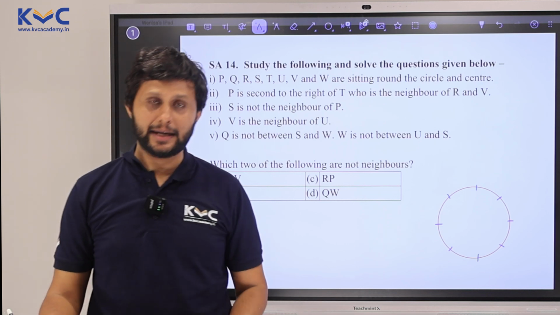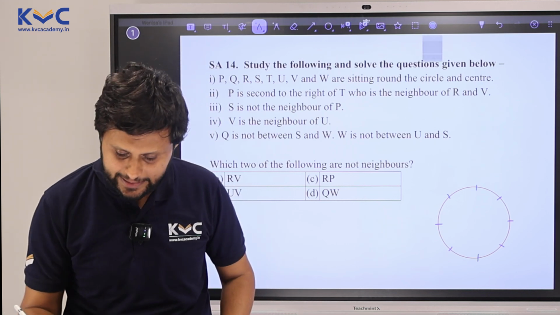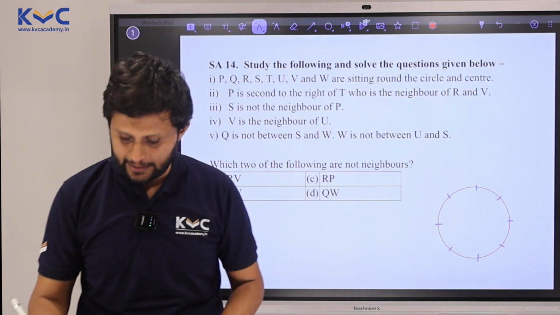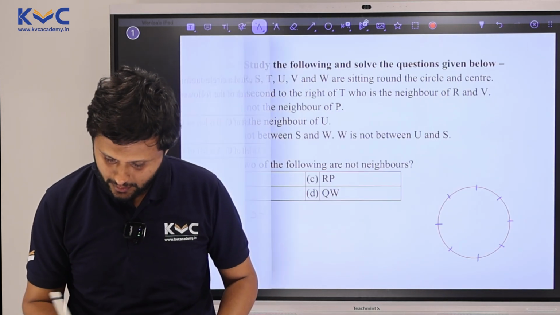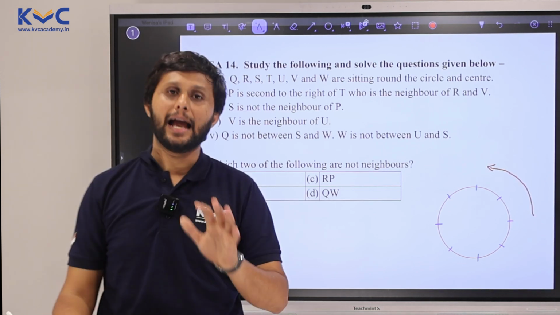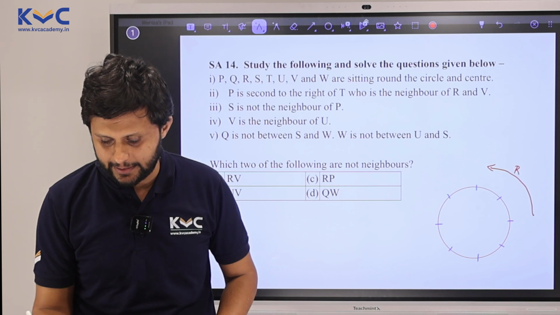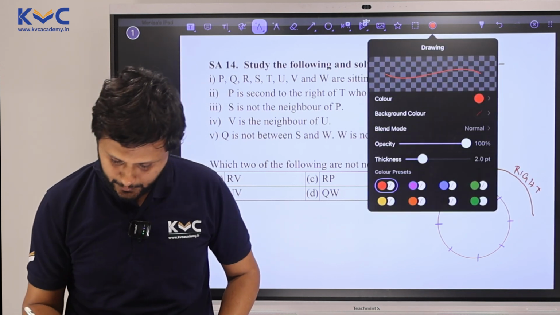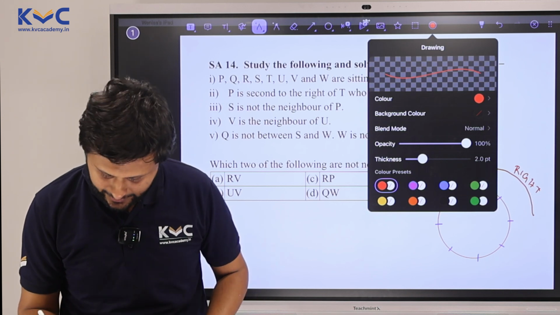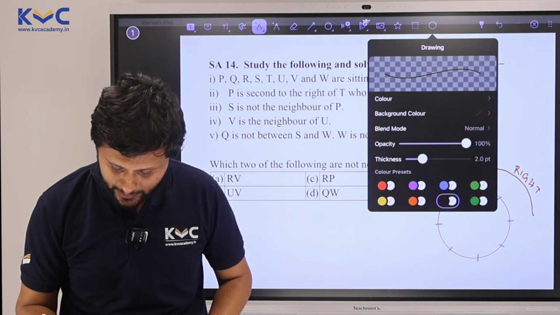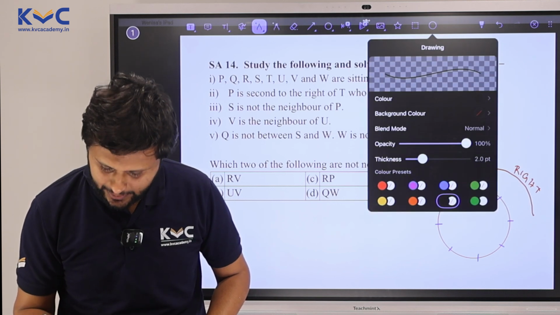P is second to the right of T. So let's know which is the right side when we have a circle and when people are facing inside. Correct? So if you move from this direction, what do we call this? Anti-clockwise direction. This is the right side. Okay. So we'll take a different color now. We'll take black. Okay. Black is the question, right? So we'll go to blue only. We'll go back to blue.